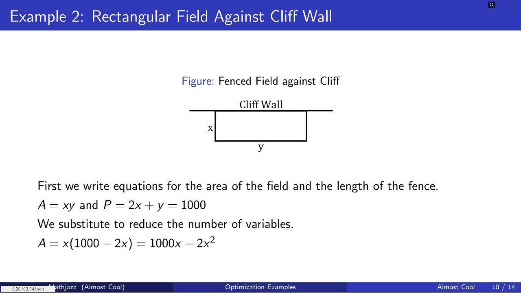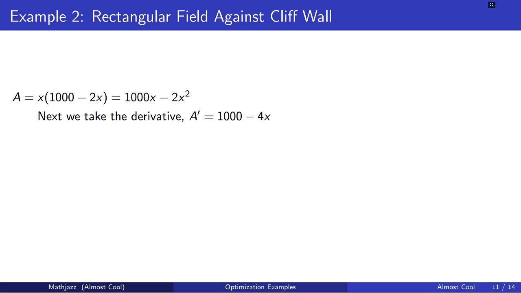So the area equals x times y, but y is equal to 1,000 minus 2x. Multiplying that out, we get the area is equal to 1,000x minus 2x squared. Next, we need to take the derivative. So the derivative, A prime, equals 1,000 minus 4x.